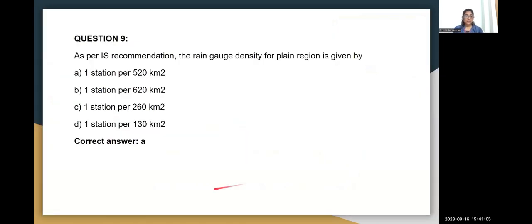So the correct answer for this question would be A. The question asked is the rain gauge density for plain region. It is one station per 520 kilometer square.